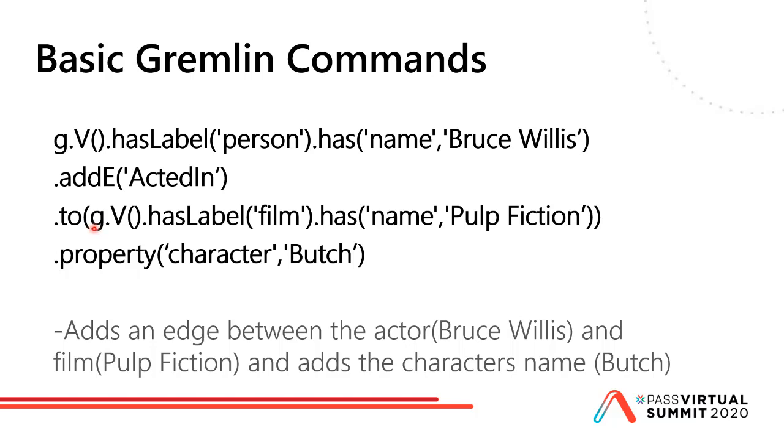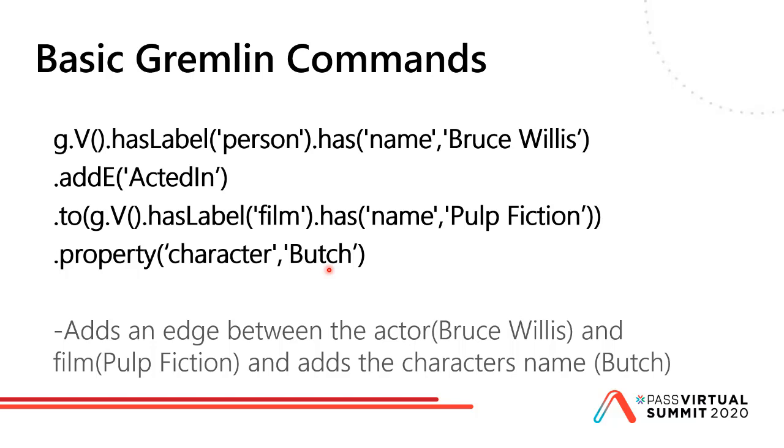So again here, we're going to search all our nodes where the label is film and the name is Pulp Fiction. This is then going to create a relationship between our Bruce Willis and our Pulp Fiction node, and then we're going to add a property to that. So we're going to add a property for the character and call it Butch. All right, so we've done a very simple insert. We've also done essentially what are updates.